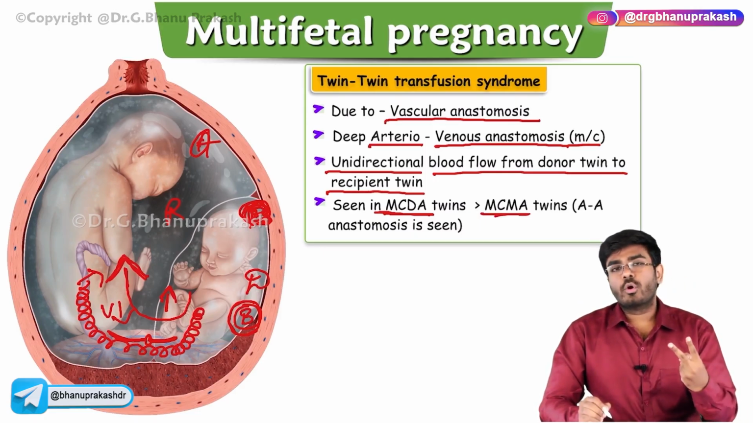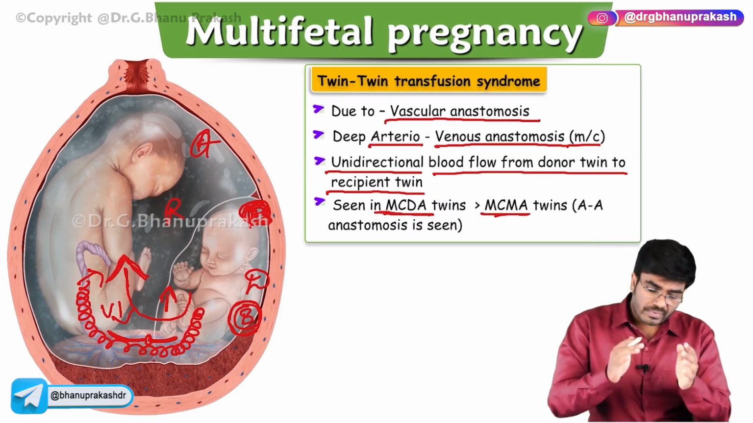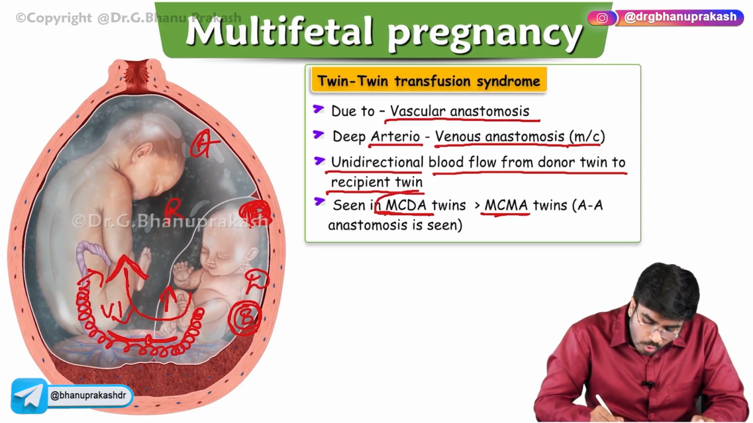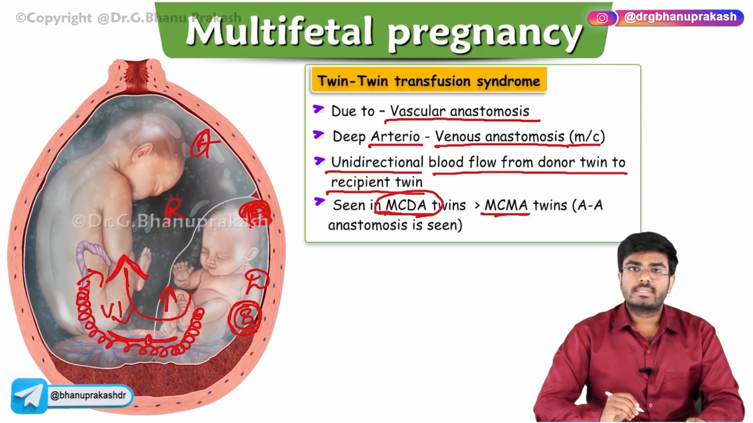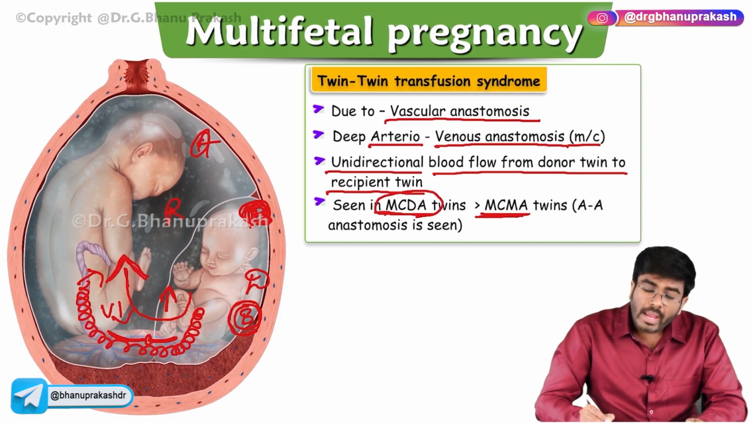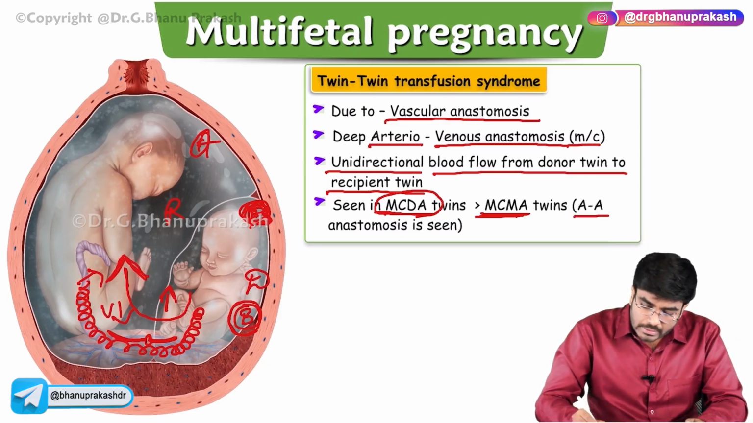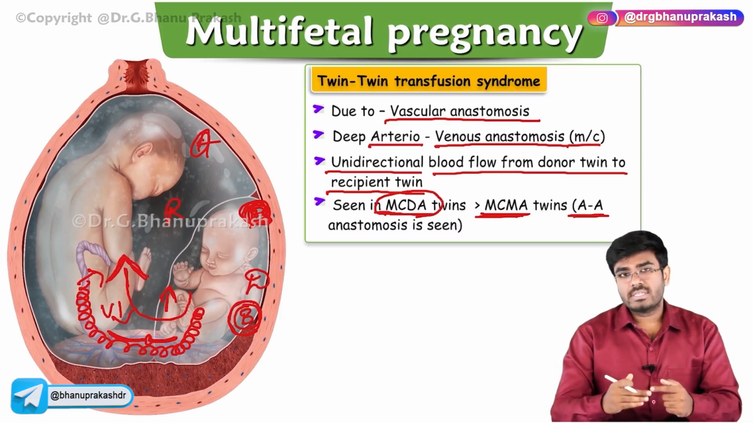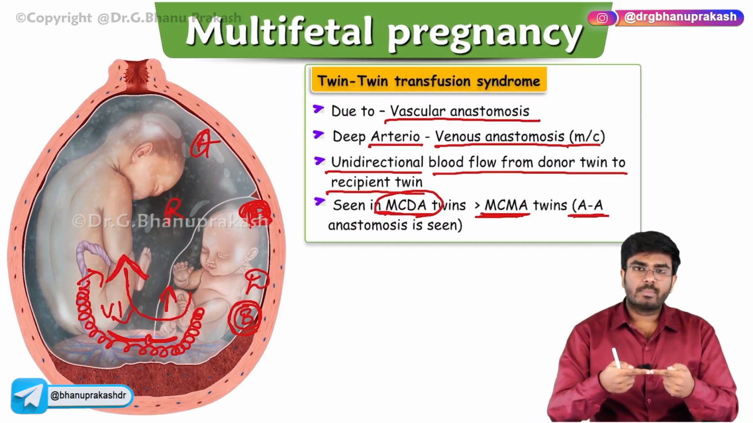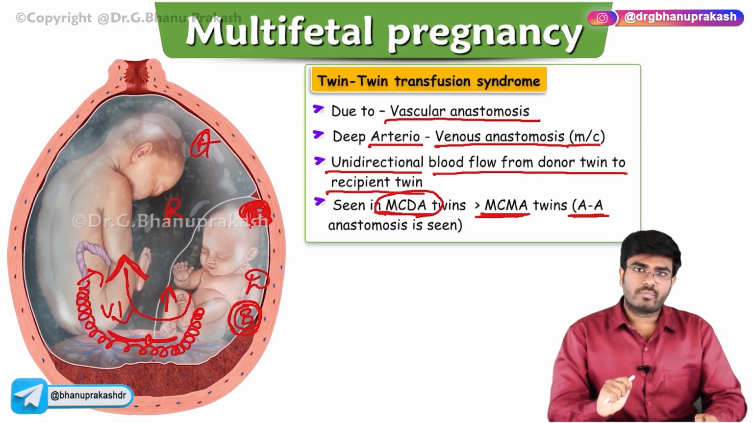There are two types of monochorionic placentation: monochorionic diamniotic and monochorionic monoamniotic. This twin transfusion syndrome is mostly seen with monochorionic diamniotic twins. Okay, and remember, in monochorionic monoamniotic twins, what kind of vascular anastomosis can happen? There is arterial anastomosis, which is not a big complication. Okay, if arteries are getting mixed, it means not a big problem because the pressures will be the same, so that there is no unidirectional blood flow.